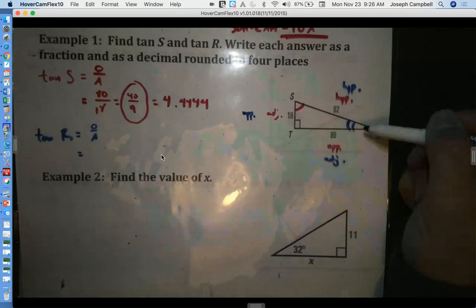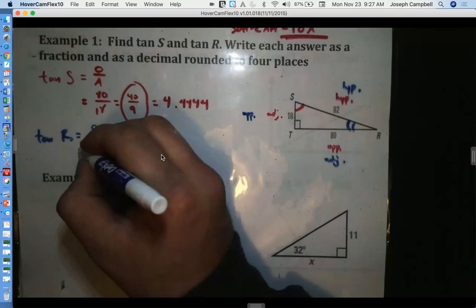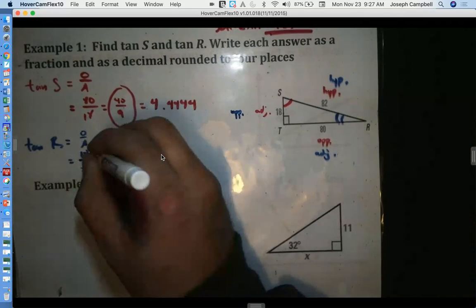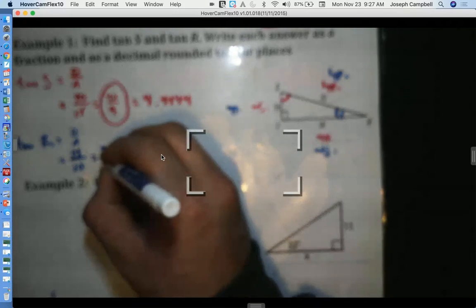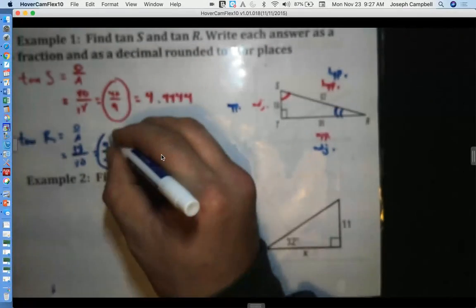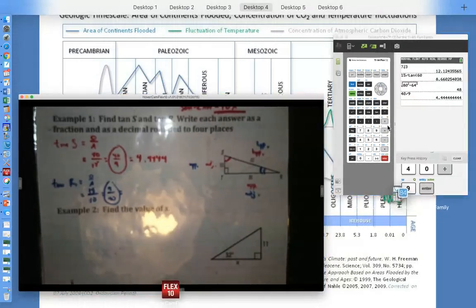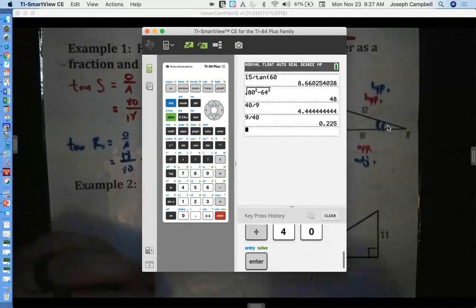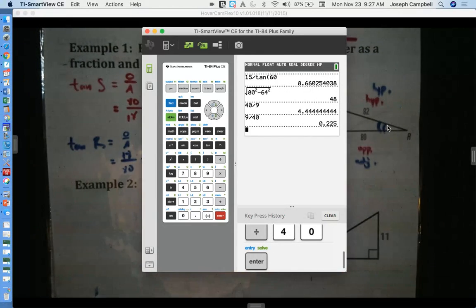Okay, so looking from angle R, it's the ratio of the opposite to the adjacent. So opposite is 18, adjacent is 80, and we already simplified this to 9 over 40. And let's see what that is inside of a calculator. 0.225. Okay.